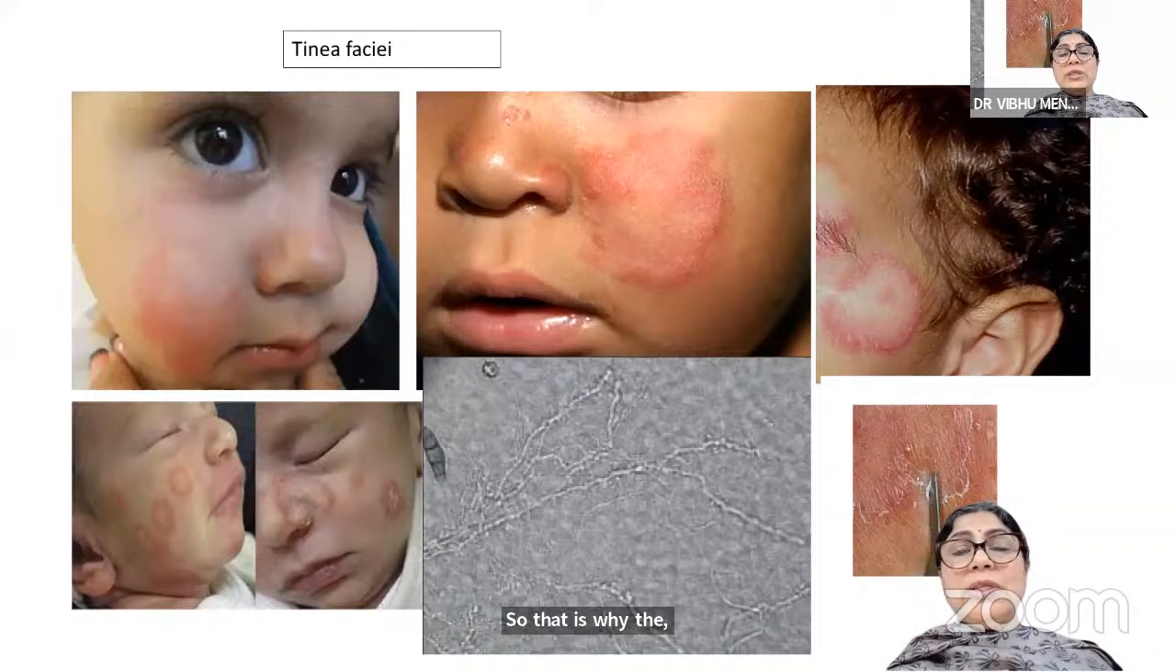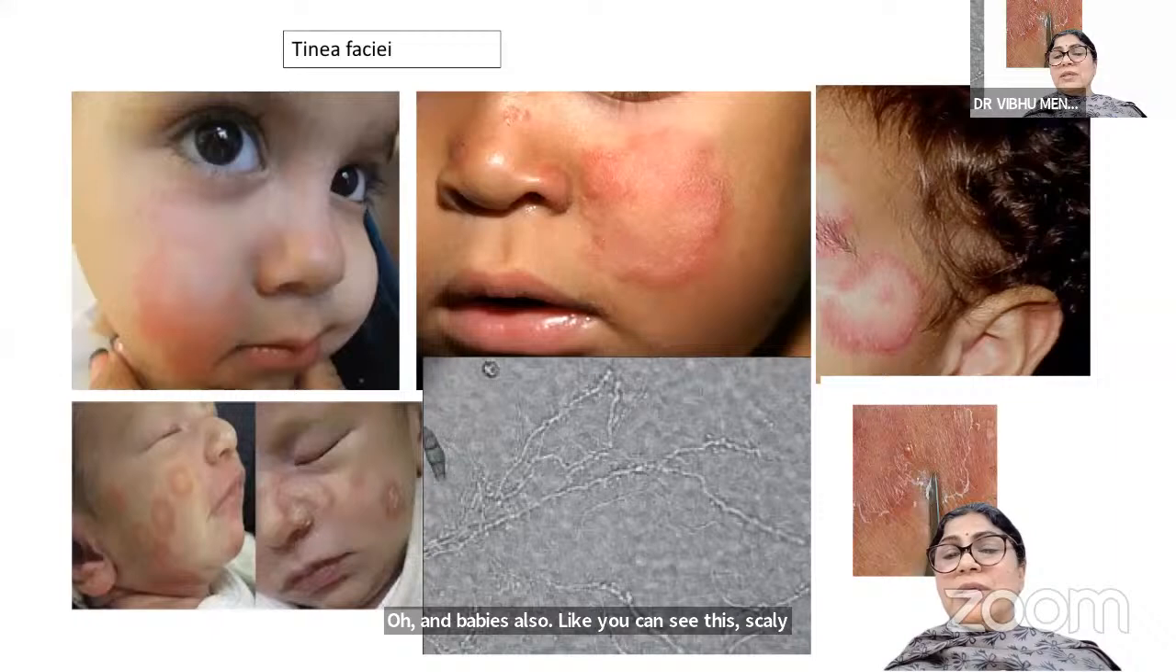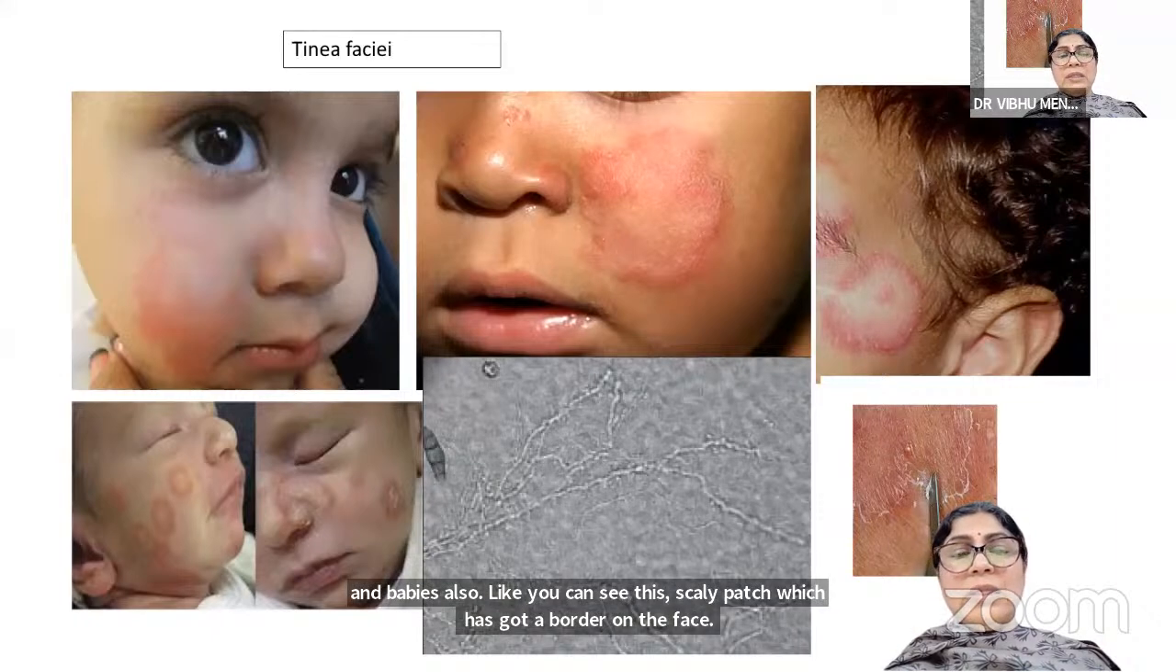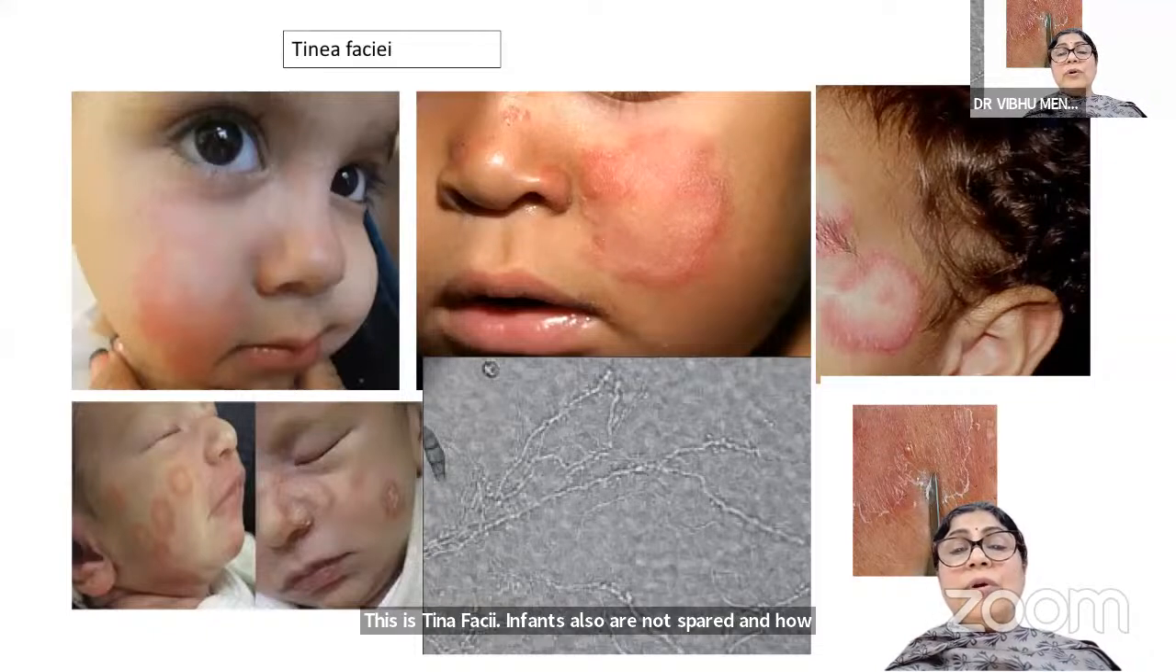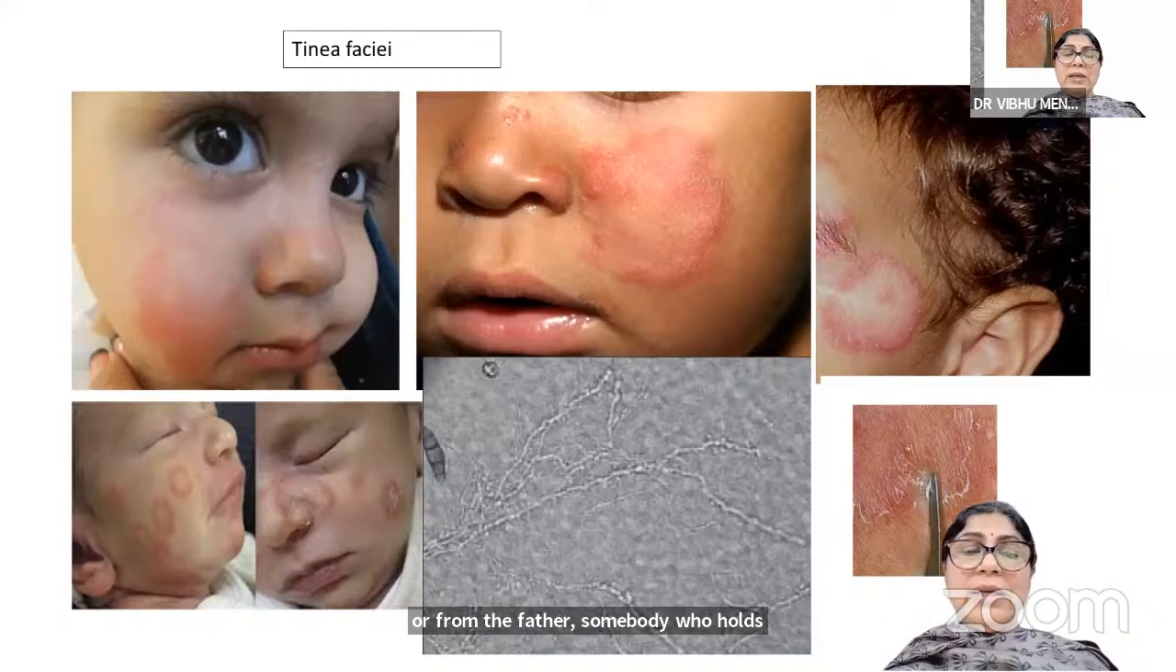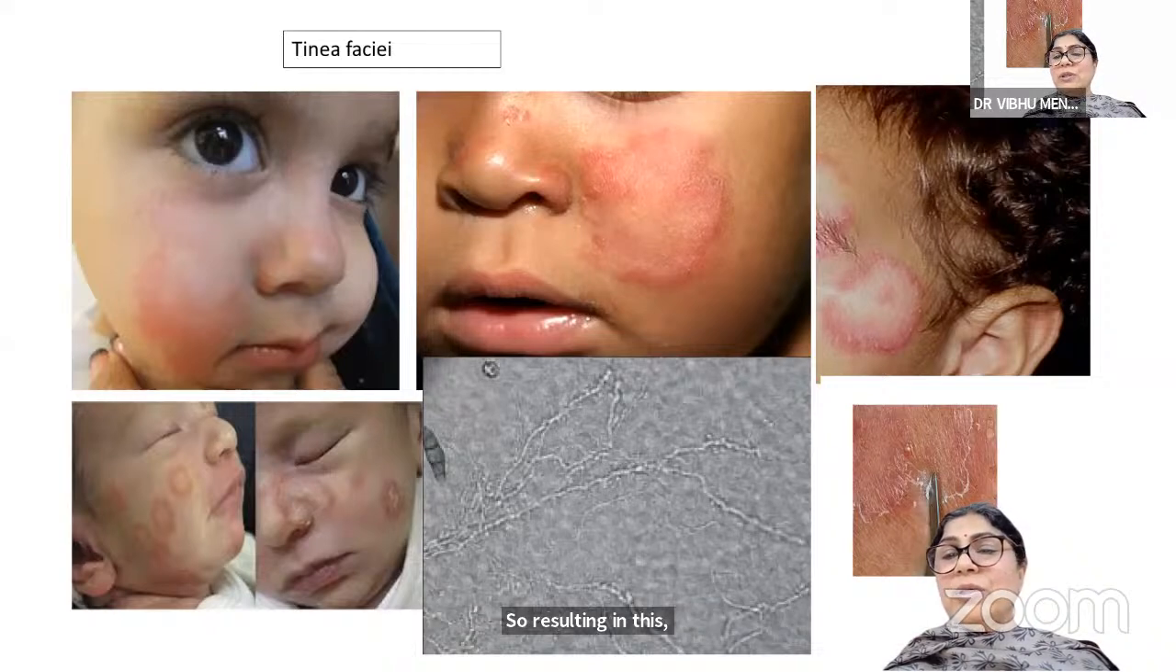So this is only to highlight that we are seeing tinea in babies also. Like you can see this erythematous scaly patch, which has a border, on the face. This is tinea faciei. Infants also are not spared. And how do infants acquire this infection? It is from their mother or from the father. Somebody who holds them has tinea on the face, tinea barbae, or tinea around the neck, resulting in this erythematous scaly lesion on the face.